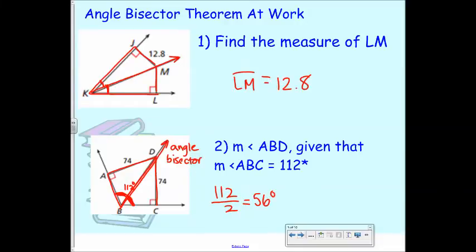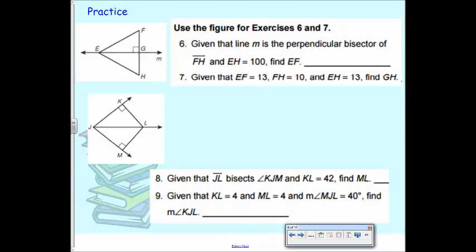All right, so at your boards, I want you to do 6, 7, 8, and 9. So head to your boards and do 6, 7, 8, and 9.